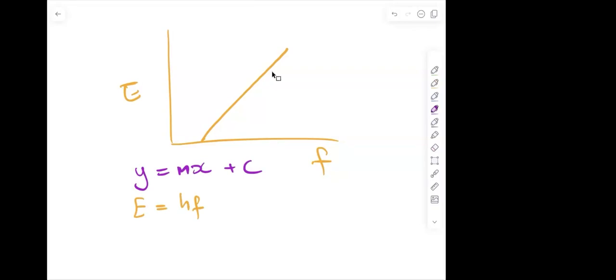Y is the same thing as my energy there. M is the same thing as my Planck's constant. And then X is the same thing as my frequency, because you can see my X-axis is F. Then you can tell, because of this little symmetry that we've got going on, that graph is the same thing as E is equal to HF. Then you know that your gradient is going to be Planck's constant. Masiho, I hope that helps for you.